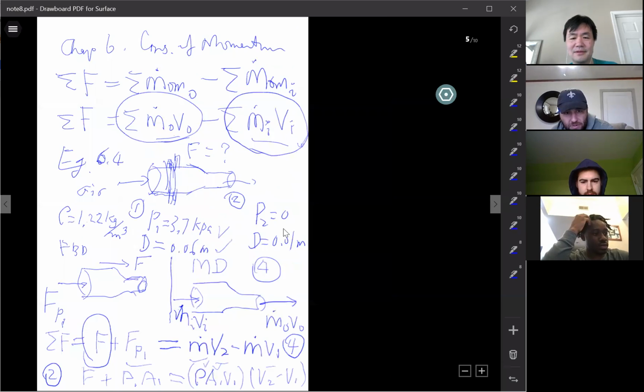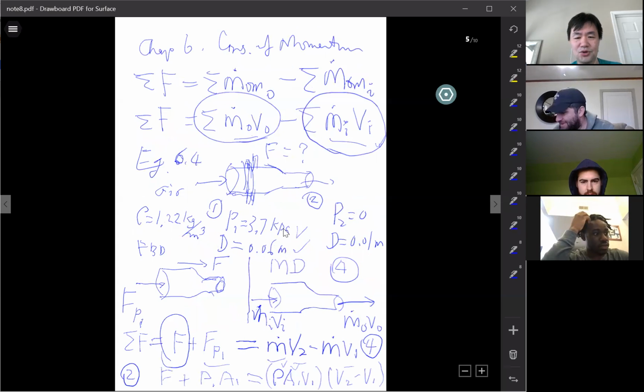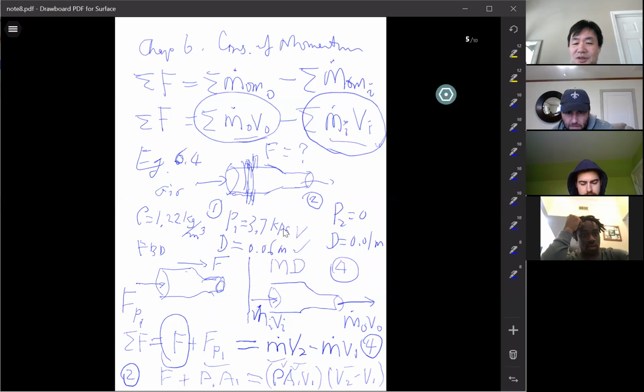Your arrow's in the wrong direction. Yeah, the one I drew here is the wrong direction. It's opposite. It should go to the left. Okay.